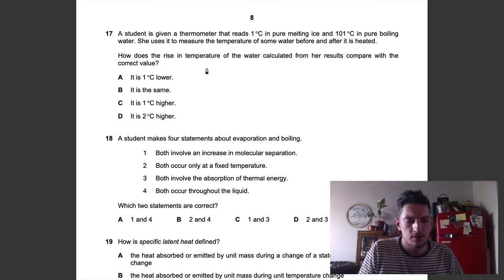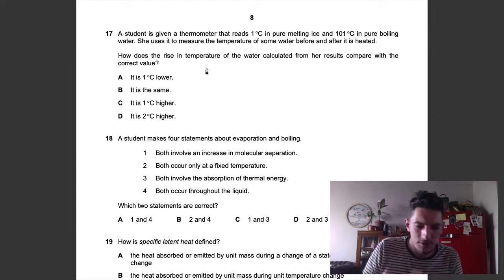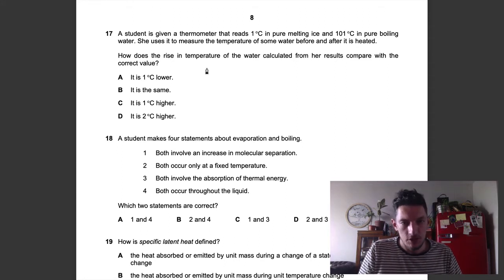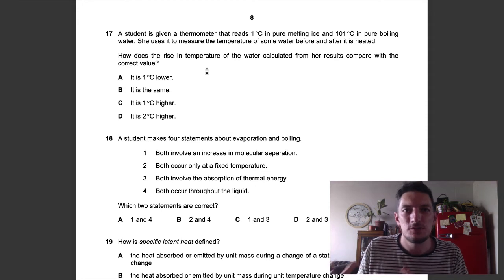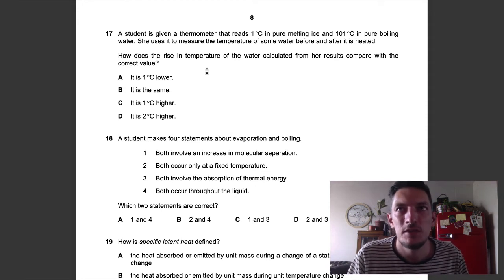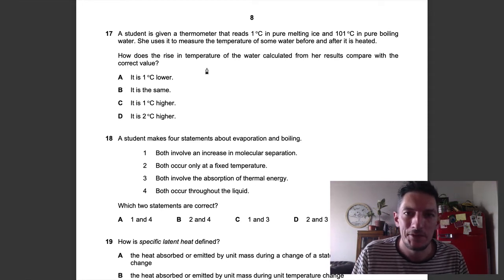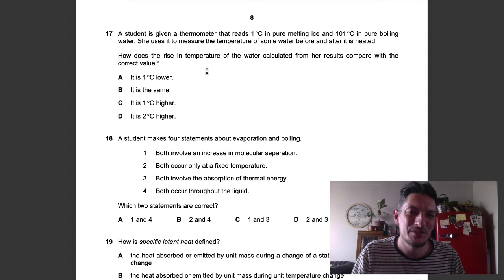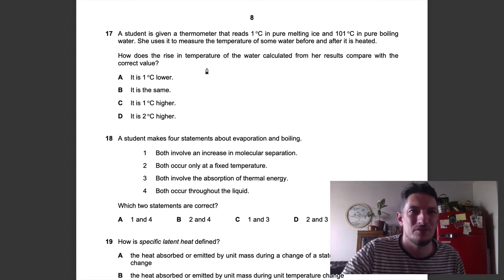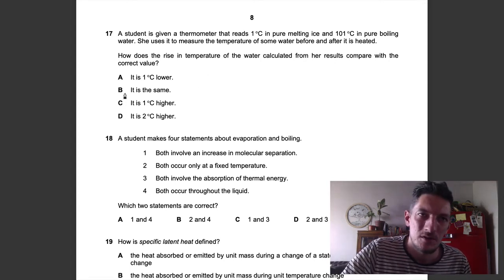Let's say that she's heating up water from 30 to 60. That's a change of 30. But her thermometer is going to measure it from 31 to 61. But because 61 minus 31 is still 30, she will still get the correct value for the difference, even though she didn't get the correct value for the actual measurements. The difference is still correct. So they will be the same.